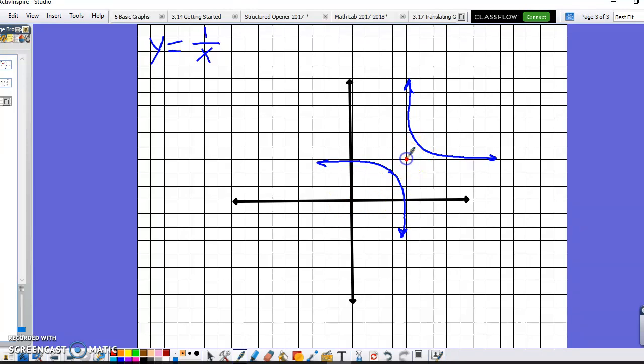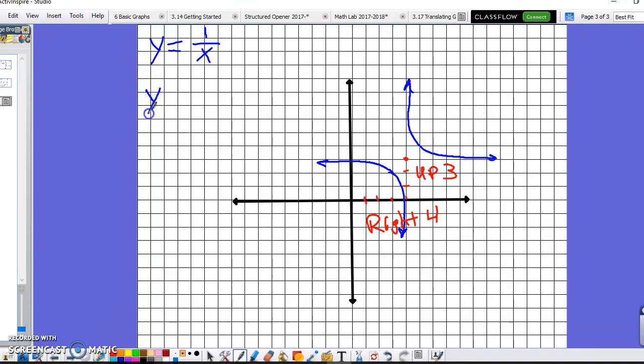Okay, this isn't the origin anymore, it's a special point, but it's serving as my origin in relation to my base graph. Okay, so if I look here, I went 1, 2, 3, 4, so I went right 4, and then from there I went up 1, 2, 3. Okay, so let's hop over here to my equation.